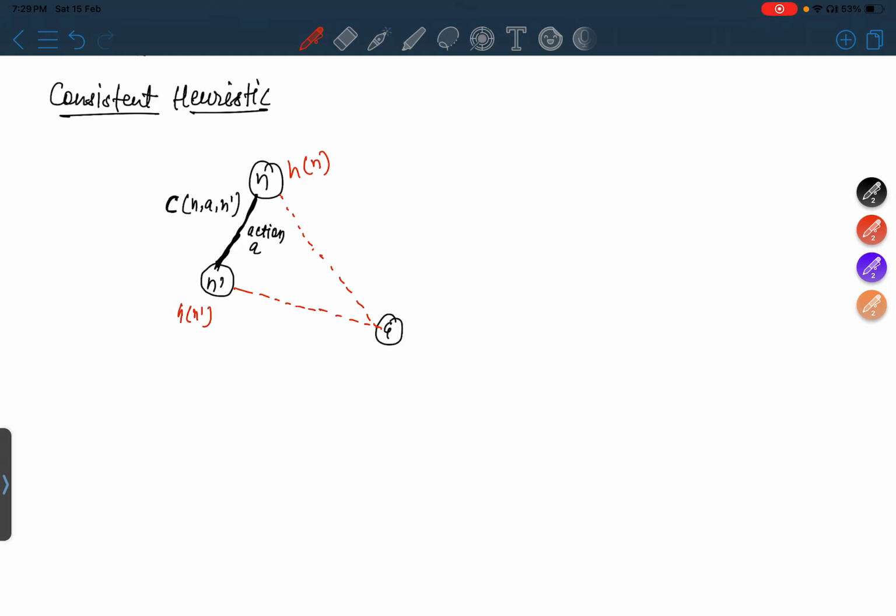This way, right? तो मान लेते हैं कि, okay, तो n से गोल तक जाने की एक्चुअल कॉस्ट क्या होगी? एक्चुअल कॉस्ट आई एम टॉकिंग अबाउट n टू गोल, तो g ऑफ n क्या होगा? c of n, a, n prime प्लस यहाँ से यहाँ तक जाने की कॉस्ट, राइट? कॉस्ट फ्रॉम n prime to g, right?